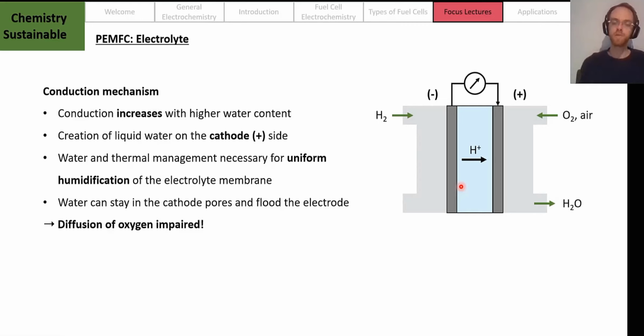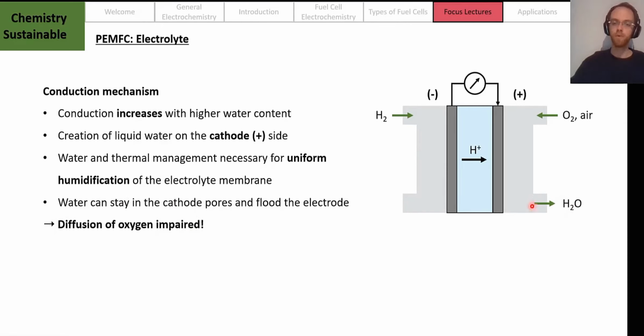We do not want certain areas to dry out, because in dried out areas we would have a very much impeded conduction of protons, and we don't want to have excessive water in other regions, because the water can also get into these porous electrodes here and hamper their reactivity by blocking active sites. So what we want to avoid is to impair the diffusion of oxygen.